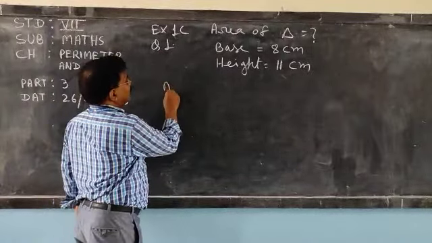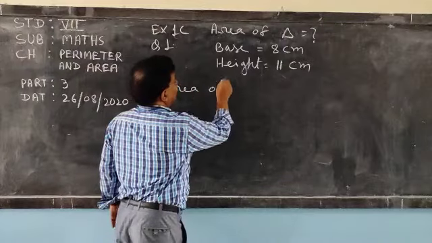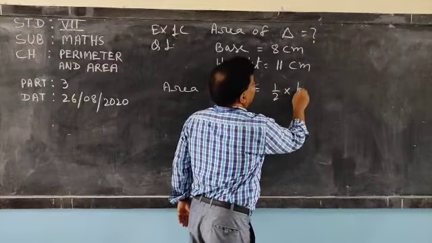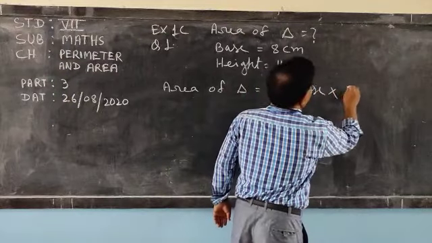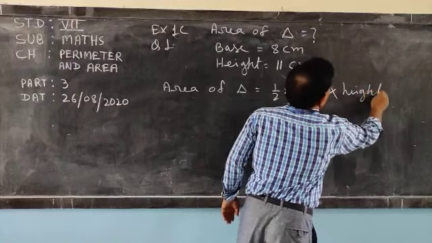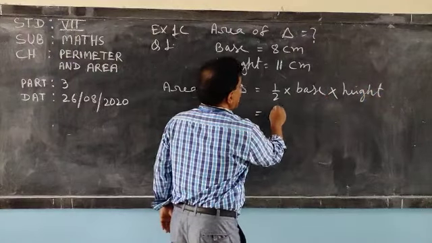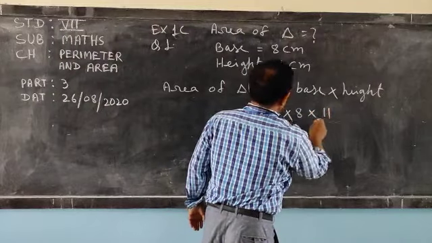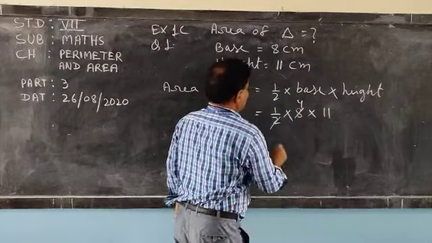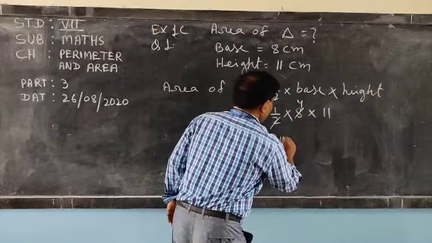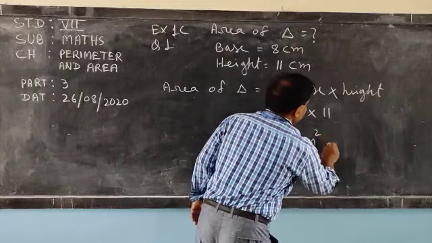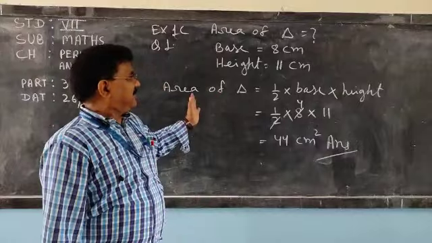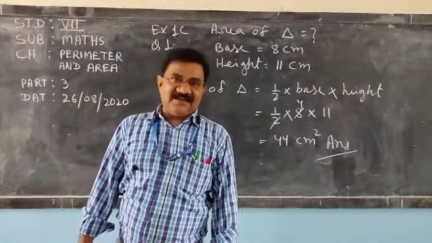As I have told, area of triangle is equal to half into base into height. So what will be the answer? Half into base is 8 and height is 11. 2 4s are 8, 11 4s are 44 centimeter square, and this is the answer. So how easy is the area of a triangle?